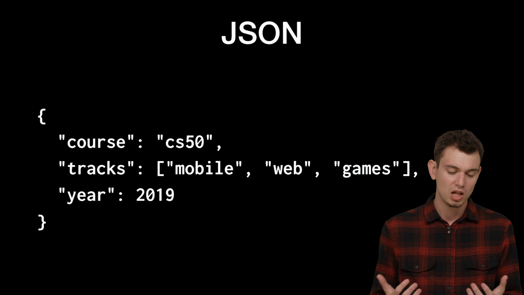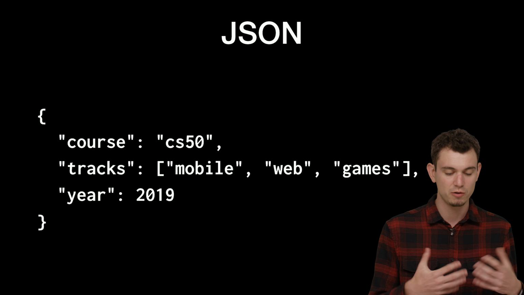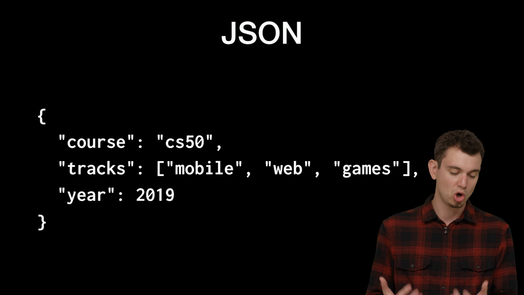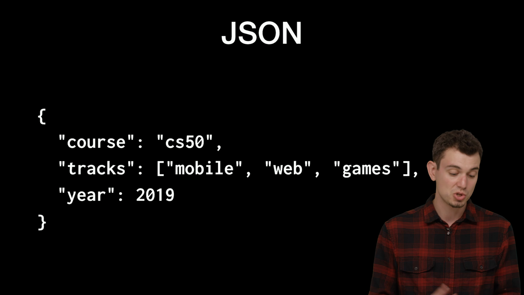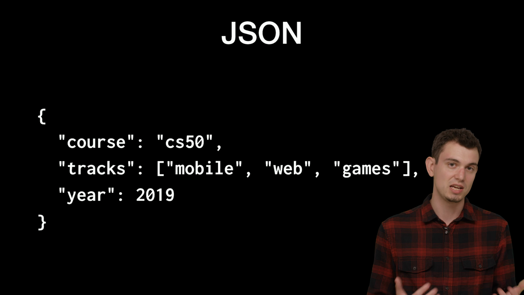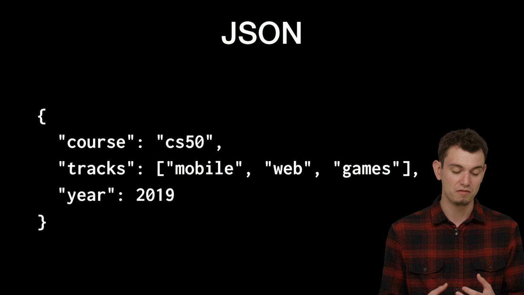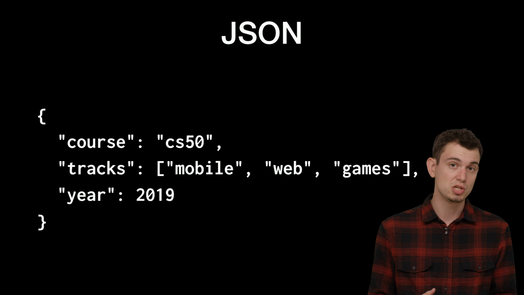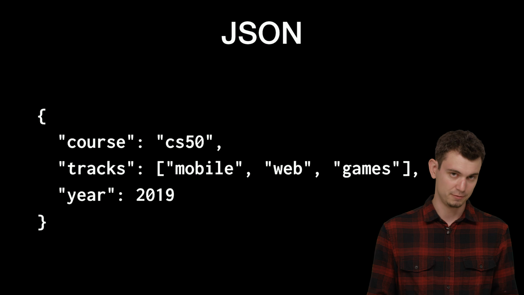You can see it's a little bit similar to some of the maps that we've seen in Java, in that it looks like we have some keys. Then there's a colon that separates these keys from some values. So to start, we have these left and right curly braces. And these designate that this is an object. And inside of this object, we have 3 keys. And all of these keys are strings. The first one is course, the second tracks, and the third is year.